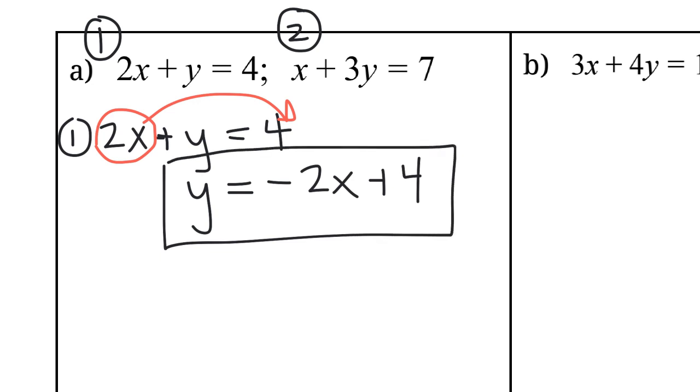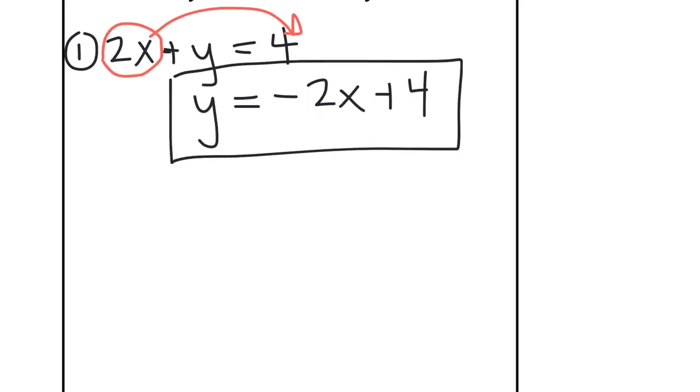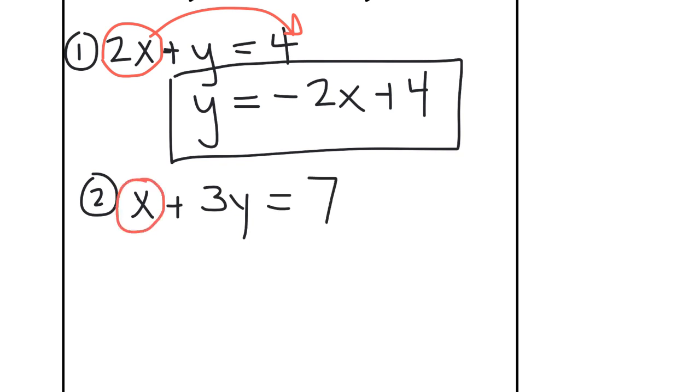I'm going to do the exact same thing with equation number 2. I'm going to start by recopying it for you. It is x plus 3y equals 7. Same thing, I notice my x is on the wrong side, so I need to bring that over. I'm going to keep the 3y where it is. If I bring a positive x over to the right-hand side, it's going to become negative x. The 7 is still there.